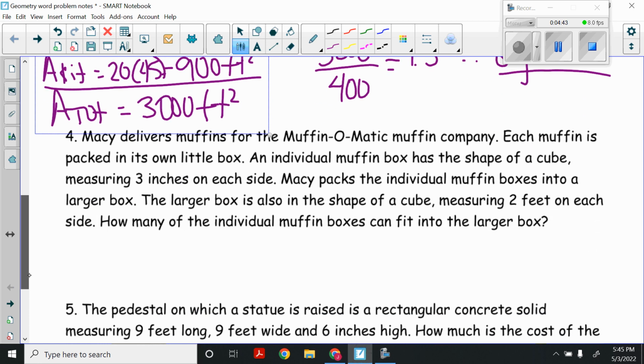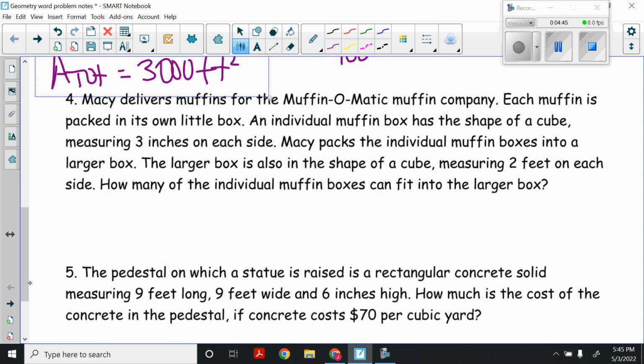Right, number 4, Macy delivers muffins for the Muffin-O-Matic Muffin Company. Each muffin is packed in its own little box. An individual muffin box has the shape of a cube, measuring 3 inches on each side. Macy packs the individual muffin boxes into a larger box. The larger box is also in the shape of a cube, measuring 2 feet on each side. How many of the individual muffin boxes can fit into the larger box?